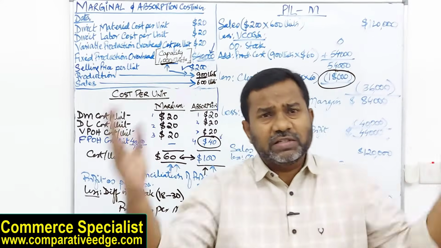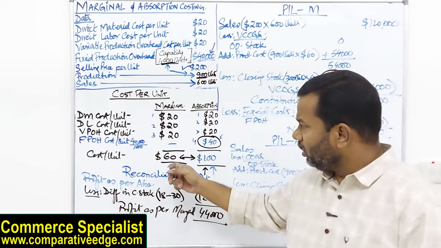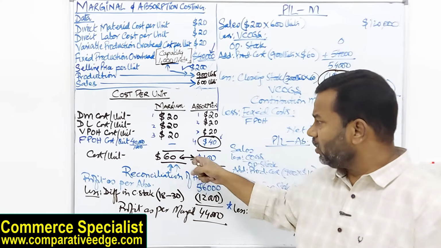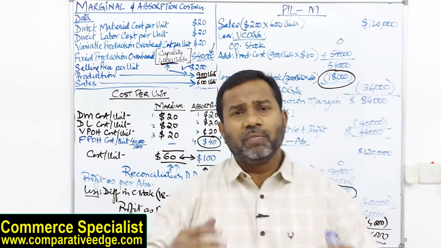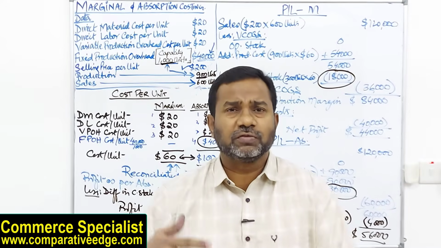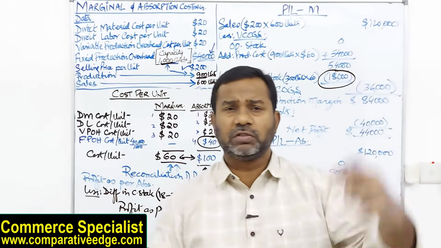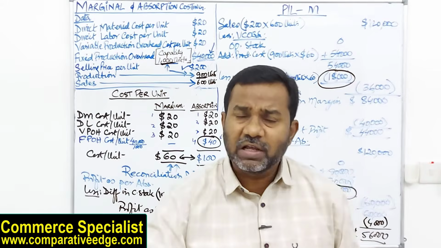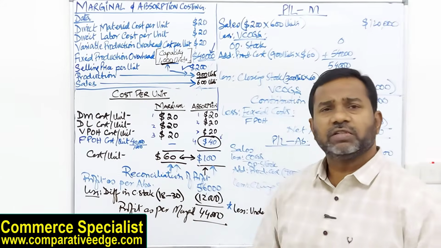Obviously, if there are so many sellers out in the market, would you like to quote a price of one unit $60 or $100? Obviously, if you're bidding, if you're in competition, if you have to send your quotation where other companies are also participating, you would like to quote the minimum possible price. The minimum possible price is marginal costing.